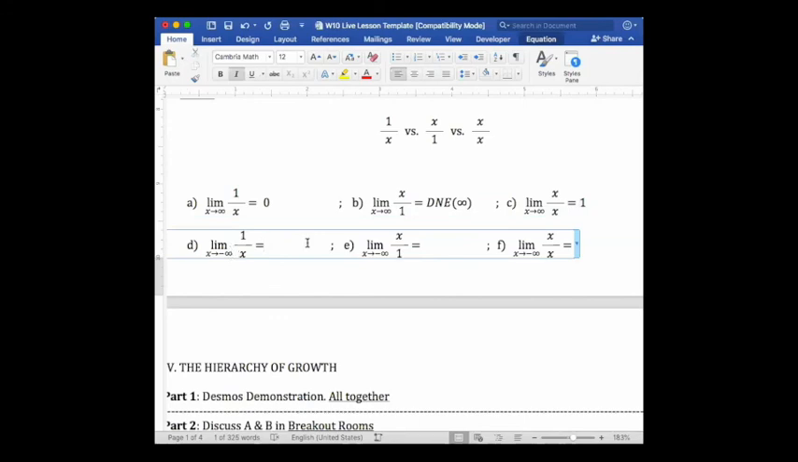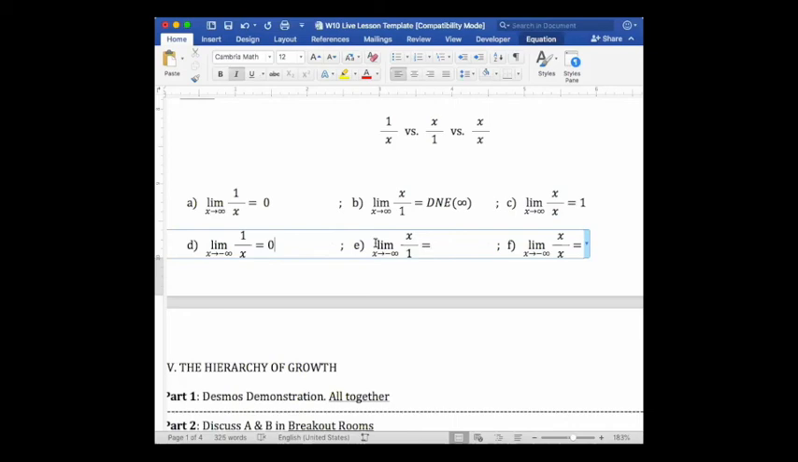Okay, so D, E, and F we'll do very quickly. It's the same expressions, except now we're looking at the limit as x goes to negative infinity. You know, if x becomes a really big negative number, this expression's still going to go to 0, right? Like 1 over negative a billion is still basically 0, right? So this thing's going to 0.